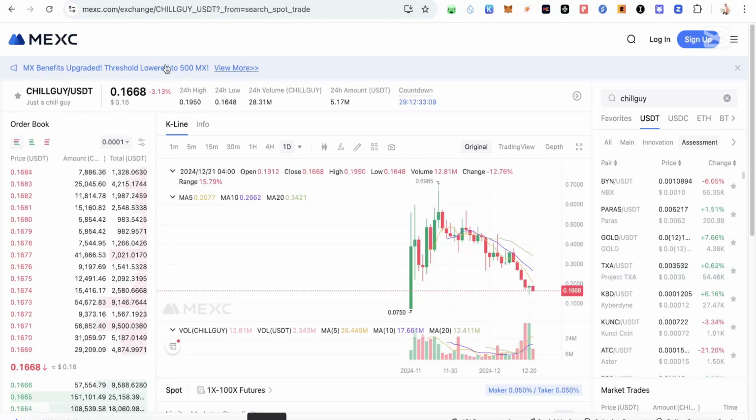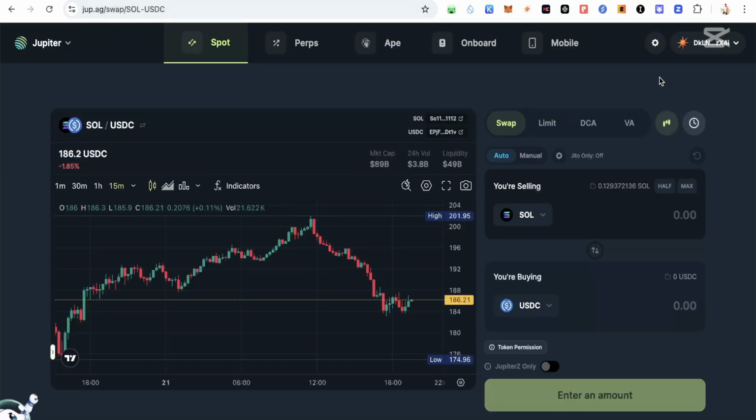Now let's say if you want to use a decentralized exchange, you will need to have a Solana wallet. So in this case, I already have a Solflare wallet. Simply head to jup.ag and go ahead and connect a Solana wallet. Please note that you will need to have Solana in your wallet in order to swap for Chillguy. So simply head to spot over here and click on swap, and over here you will need to go ahead and swap Sol for Chillguy.